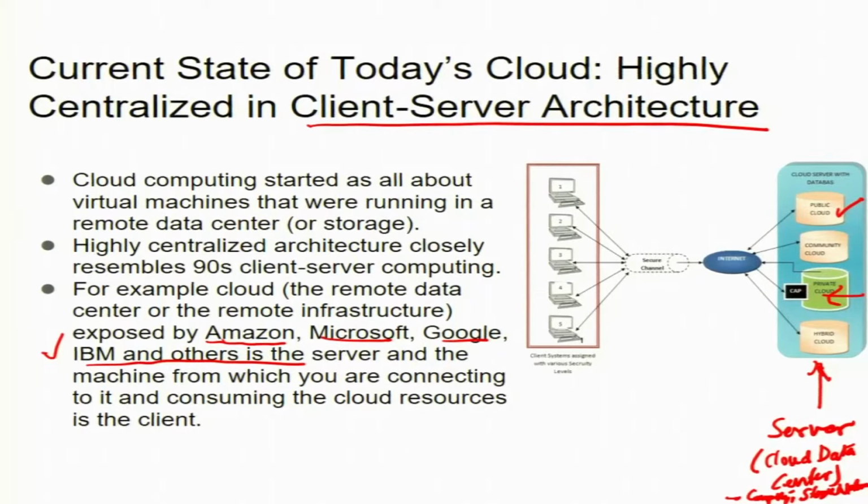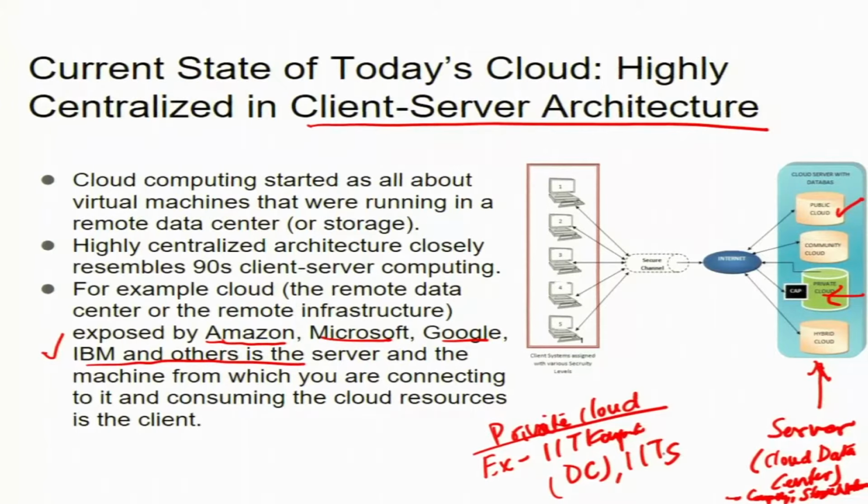Whereas, if it is supported by the organization itself, not taking the help of external vendors like Amazon, Google, Microsoft, if it is provided internally, for example, IIT Kanpur can have a data center of its own and run this client server architecture, then that cloud is called a private cloud. So, the example of a private cloud is IIT Kanpur or some other IITs who run their own data center, and public cloud means that you use computing resources as a service which comes from Microsoft, Amazon, Google or IBM.